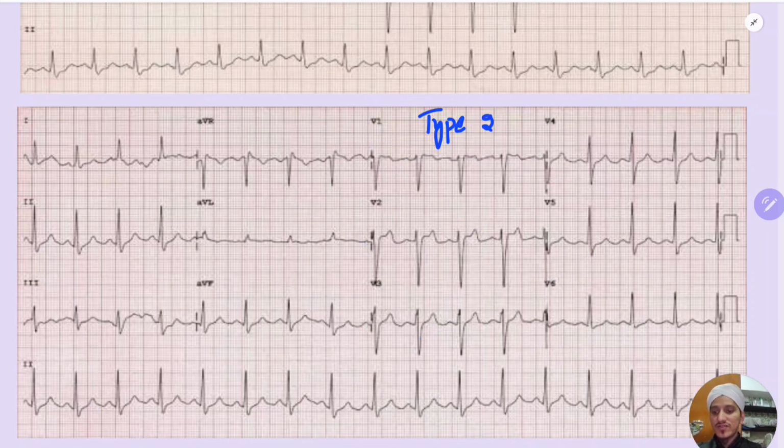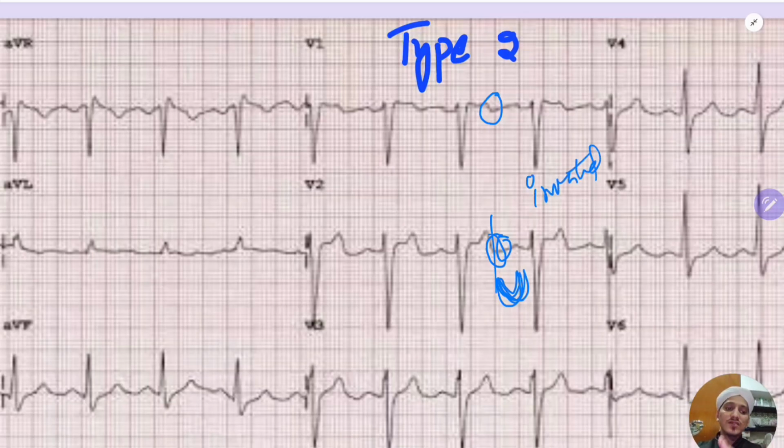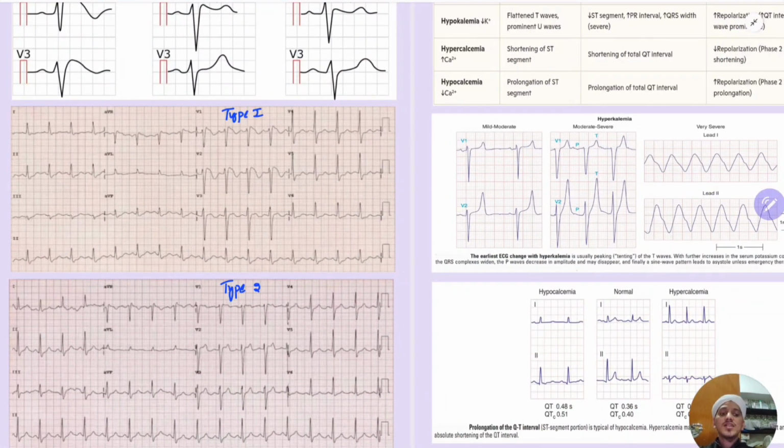Here you can see, I will zoom this. The T wave is biphasic here. Here also it is biphasic only. Whenever the T wave is biphasic, you look at the terminal part. Wherever the terminal part points, that will be the direction of the T wave. Here it is downside, so it is an inverted T wave. Okay, so this is type 2 Brugada. These patients are at risk of sudden cardiac death.